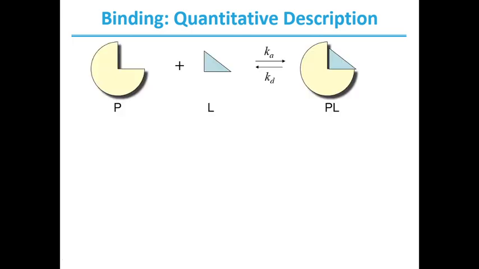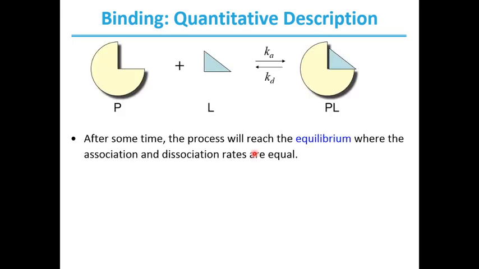So, after some time, the process reaches equilibrium, where the association and dissociation rates are equal. So, by law of mass action, you can consider ka times P times L is equal to kd times PL.